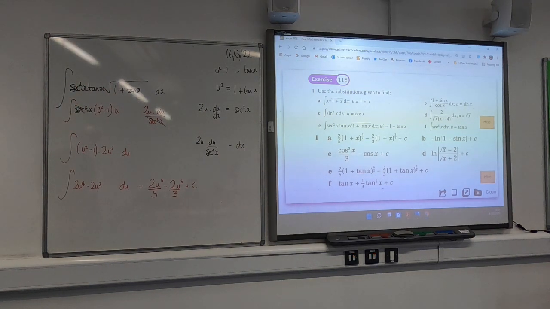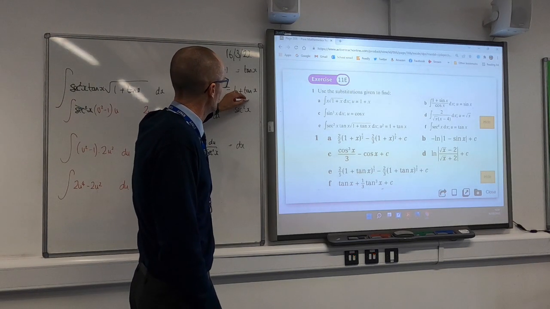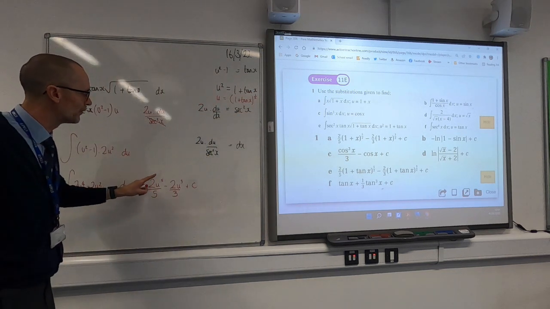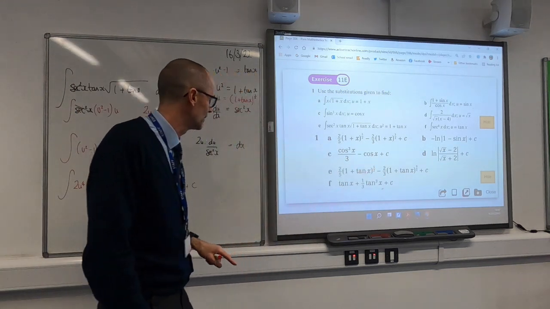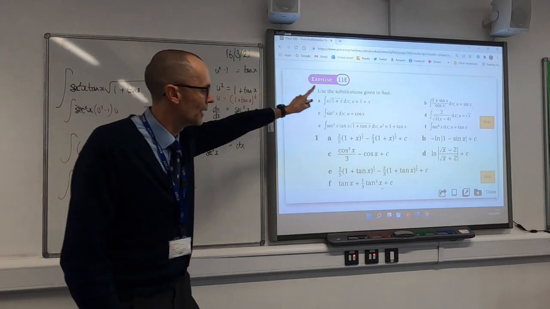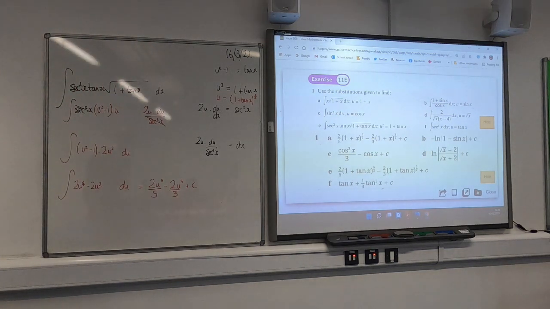It's a bit fiddly at the end, isn't it? Because I've got u squared is 1 plus tan x. So that means u is equal to the square root of that. Now if I write it instead of to the square root side like that, then u to the power of 5 is that to the power of 5, which is where they get the power of 5 over 2 from. And u cubed is that cubed, which is where they get the 3 over 2 from. So it's a slightly unsatisfactory ending there. But there we go.